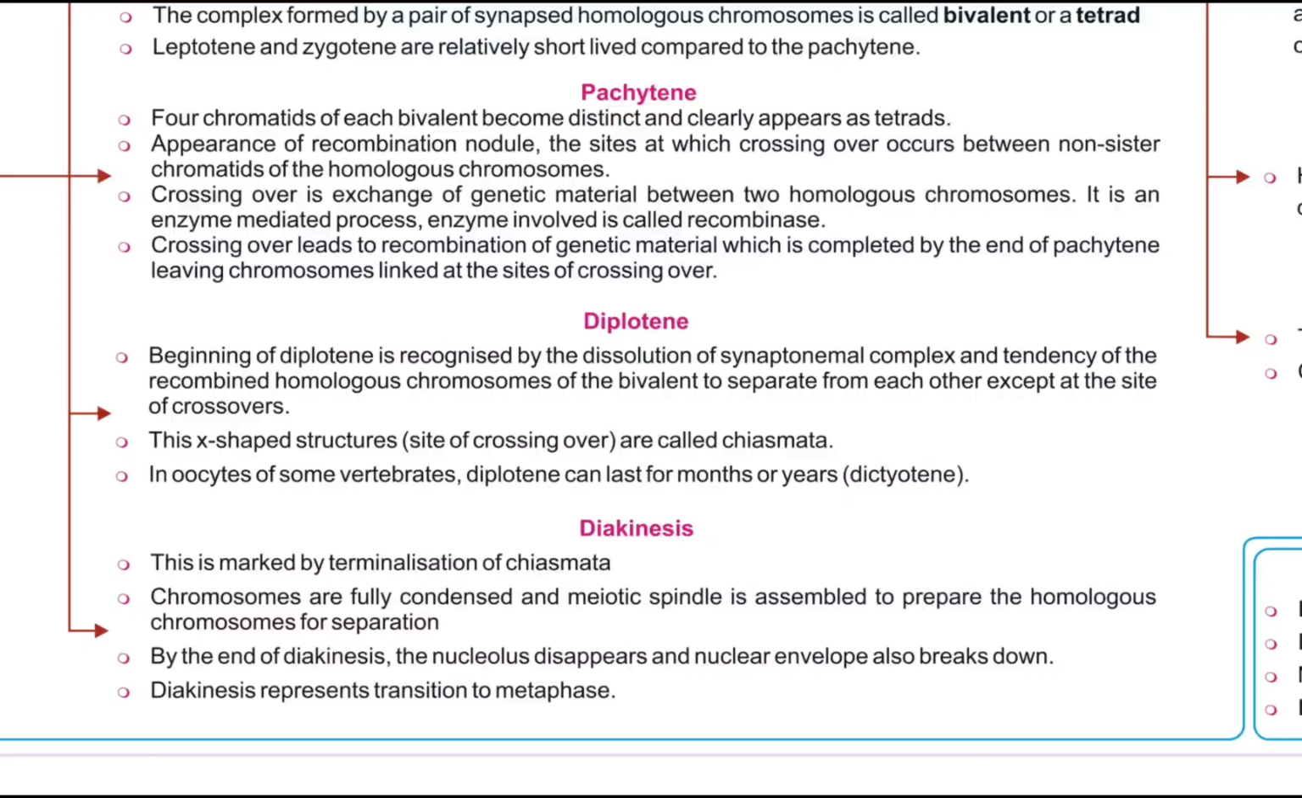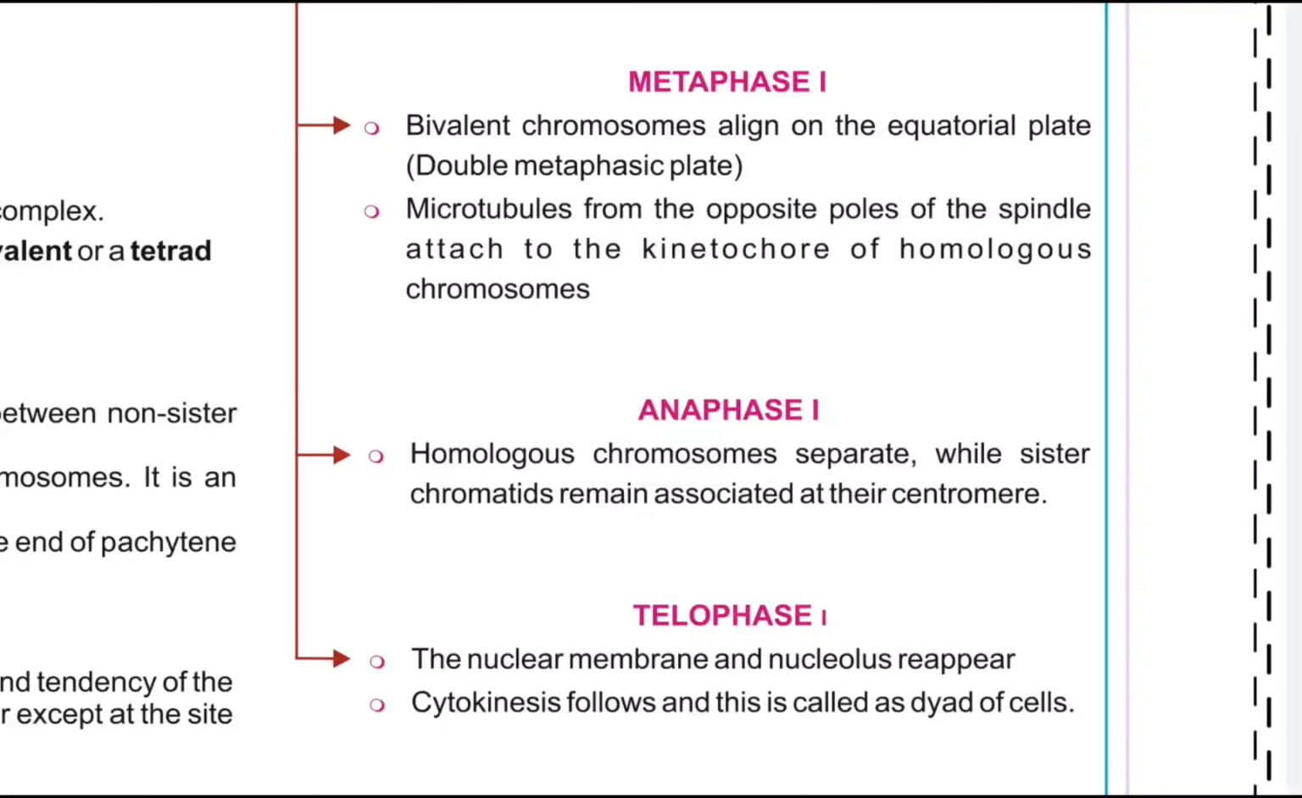Diakinesis. This is marked by terminalization of chiasmata. Chromosomes are fully condensed and the meiotic spindle is assembled to prepare the homologous chromosomes for separation. By the end of diakinesis, the nucleolus disappears and the nuclear envelope also breaks down. Diakinesis represents transition to metaphase. Metaphase 1. Bivalent chromosomes align on the equatorial plate, the double metaphase plate. Microtubules from the opposite poles of the spindle attach to the kinetochores of homologous chromosomes.